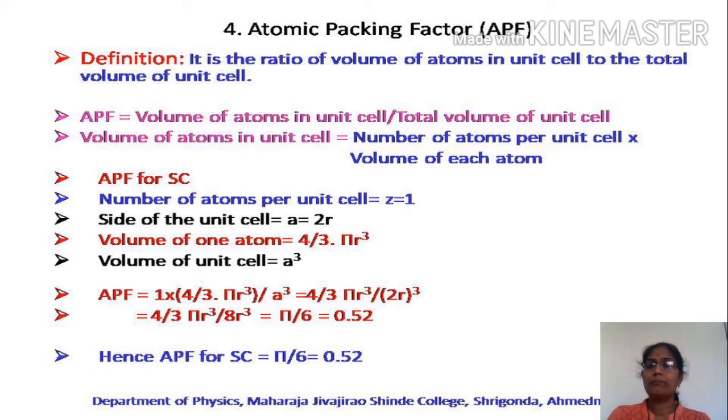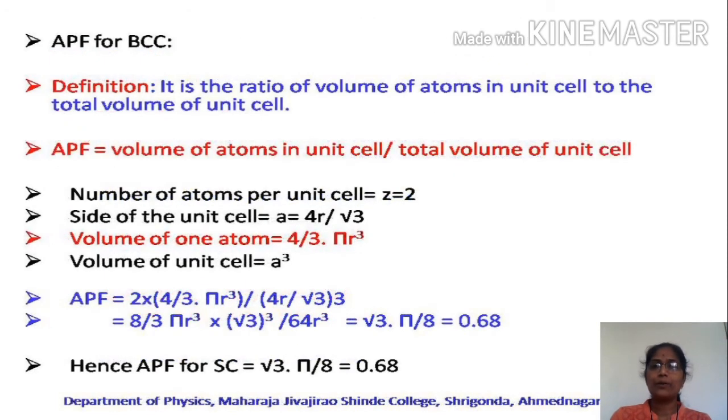When we consider total packing as 1, we have to express this atomic packing factor in terms of percentage. In order to calculate atomic packing factor in terms of percentage, multiply this 0.52 by 100 and it gives us a value of 52%. Therefore, atomic packing factor for SC is 0.52 or 52%. Now let's calculate the atomic packing factor value for the next type of cubic system, that is body centered cubic.